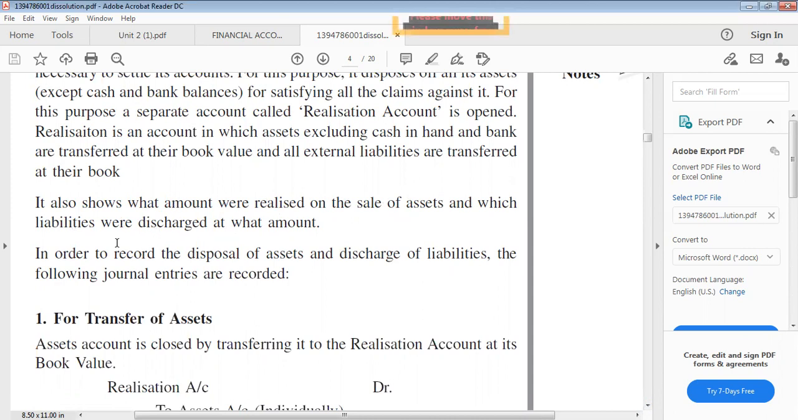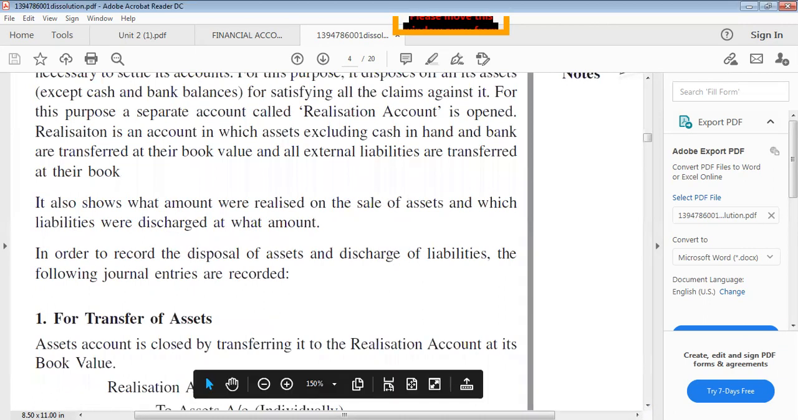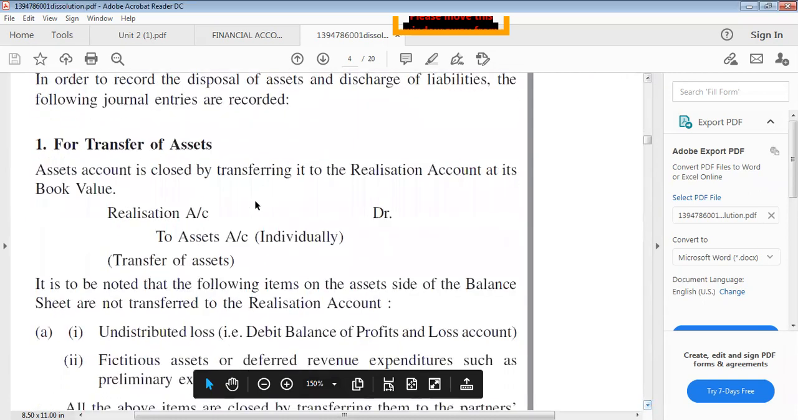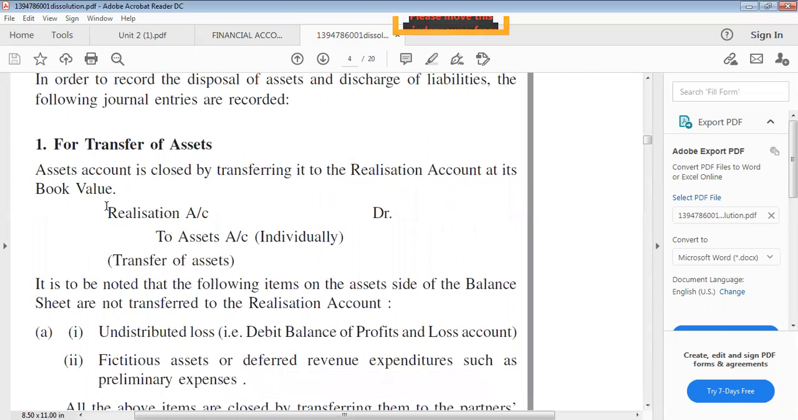In order to record disposal of assets and discharge of liabilities, the following journal entries are recorded. For transfer of assets, the assets account is closed by transferring it to the realization account at its book value: debit realization account, and make a credit to the assets account individually.